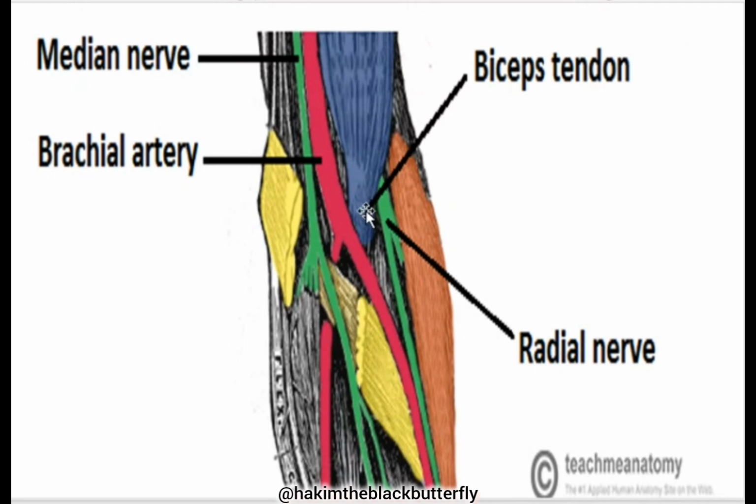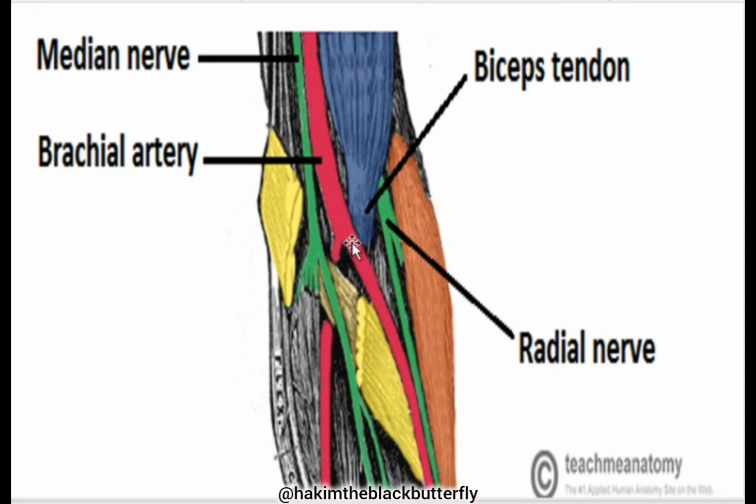Then you have the tendon of biceps brachii as it is going to insert on the radial tuberosity. And then you have the radial nerve. So from medial to lateral, you have the median nerve, the brachial artery and its branches, the biceps tendon, and then the radial nerve. These are the contents of the cubital fossa from medial to lateral. You can also name them from lateral to medial as long as they are named in order.